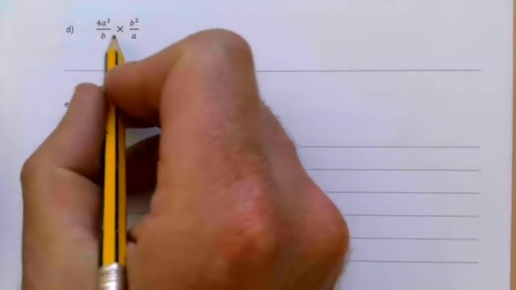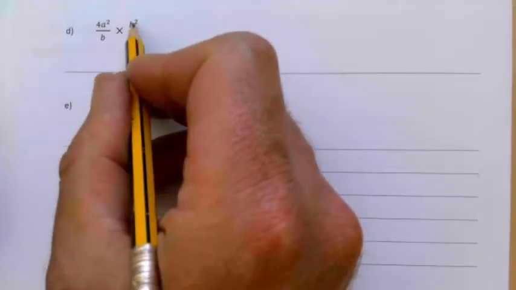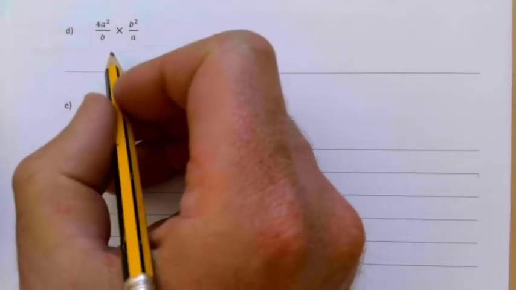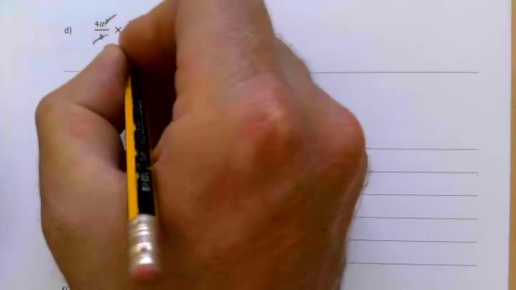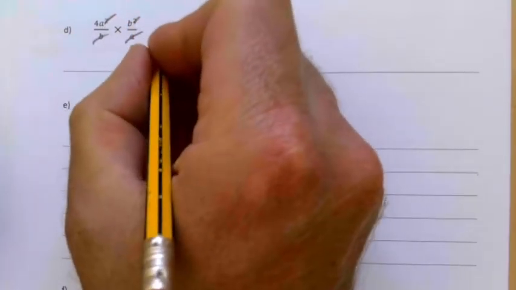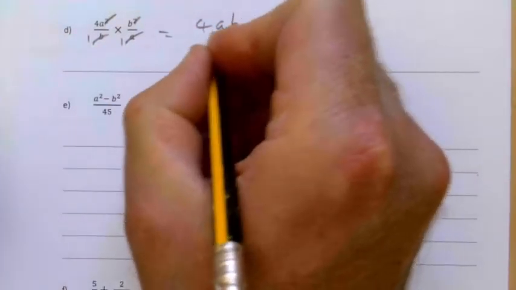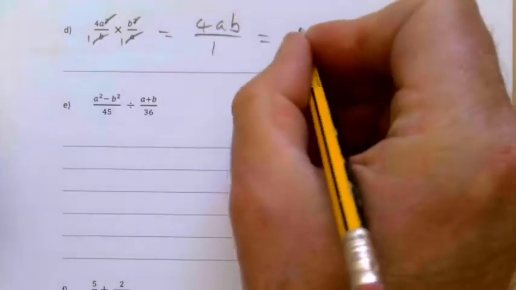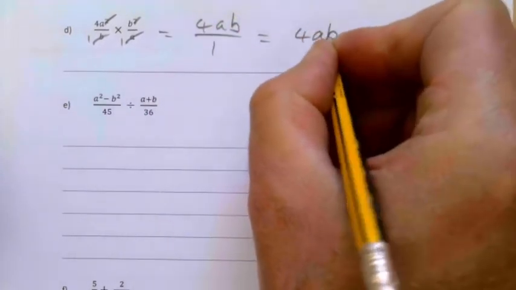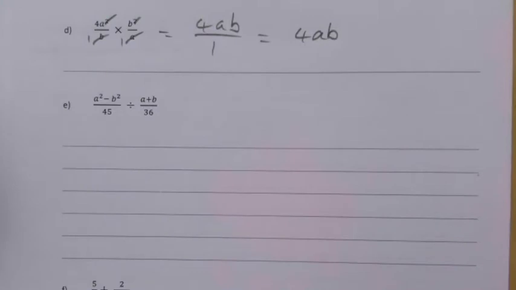Example D. So we have 4a squared over b multiplied by b squared over a. Again, year 9 maths tells us we can cancel things on the top and the bottom. So that b goes with one of the b's there. One of the a's there goes with that there. So we have, that's a 1 really, and a 1 effectively. So 4a times b, so that's 4ab over 1, and that gives us 4ab.